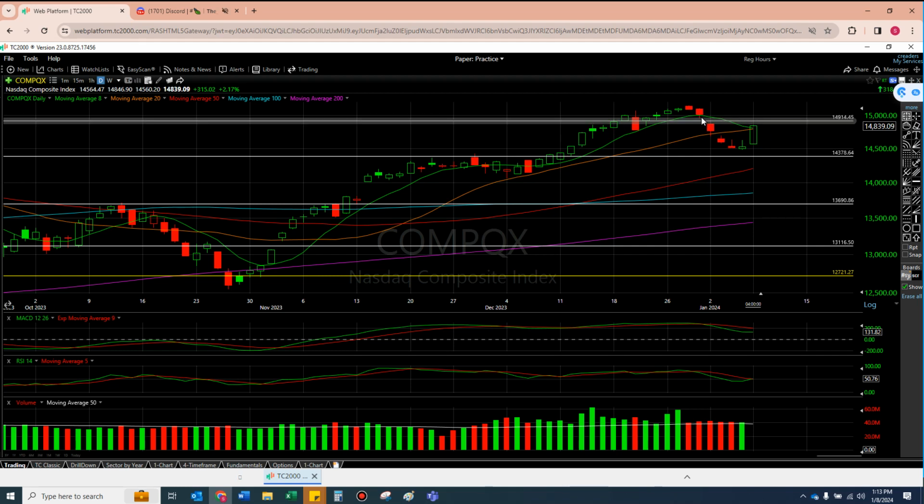Green, red, man, green on a single day. The 2% doesn't look like much. That's a lot for an index. For sure. You know what I mean?